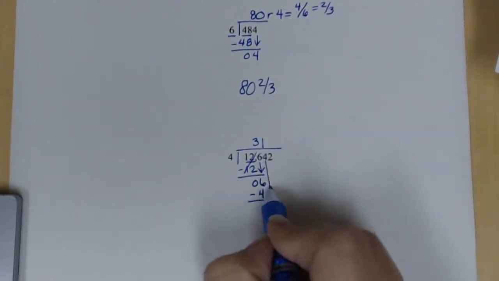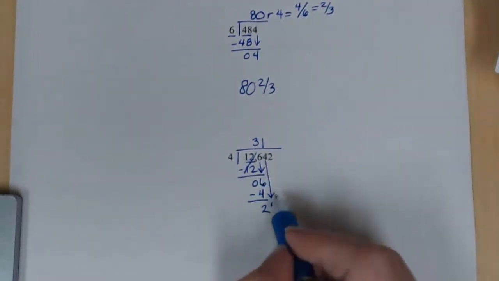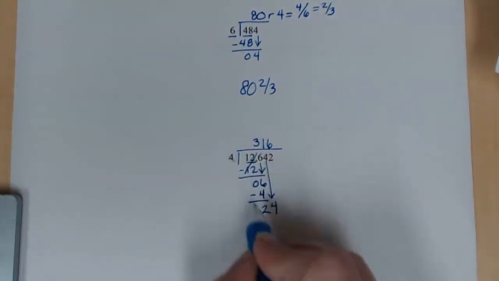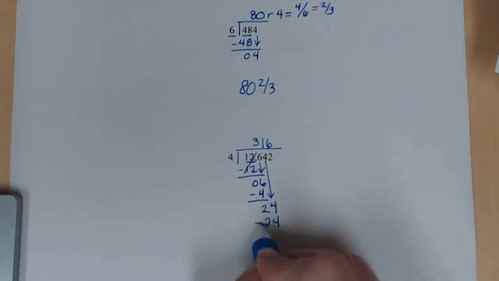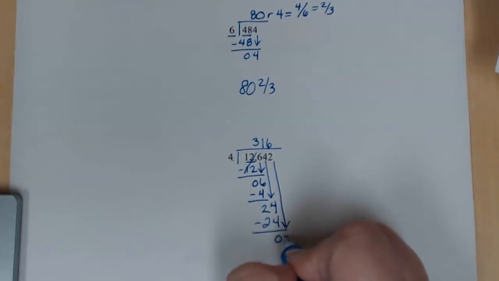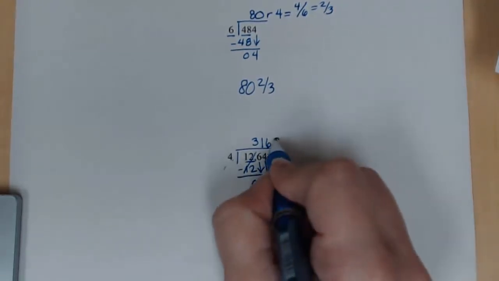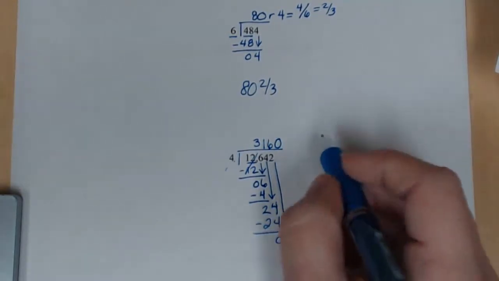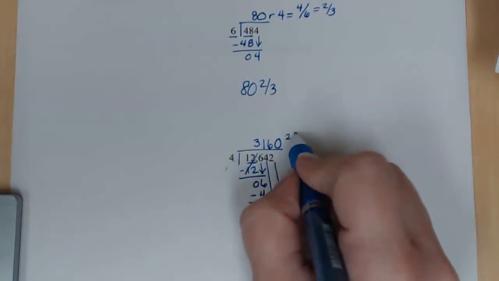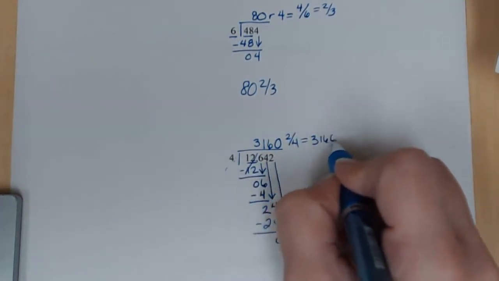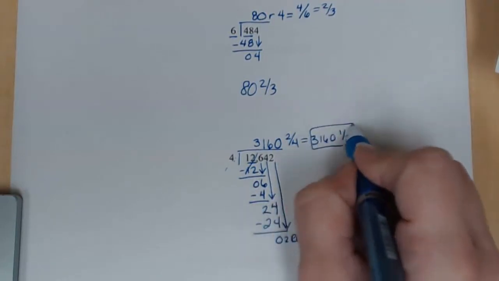Then you bring down the next number, 4. 4 times what would give you 24, and that would be a 6. 6 times 4 is 24. Then you subtract. Then you bring down the next number, 2. Well, 4 won't go into 2, so you place a 0 there. This is your remainder. And so then we're not going to do r and then 2. We're going to say that's 2 over what we were dividing by, 4, or reducing that fraction, 1/2. And that would be your final answer.